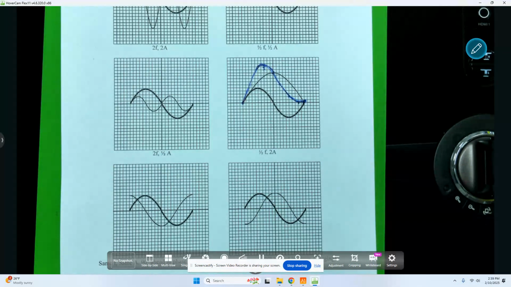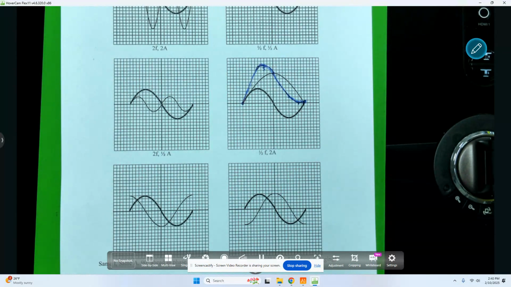And then for tonight, I just have 2 problems for you. Those 2 problems, again, are just on refraction. All right, I'm going to stop the video.